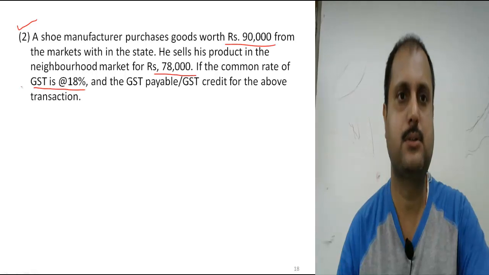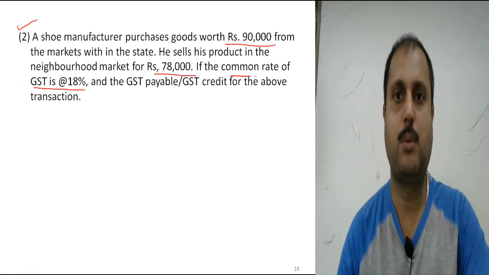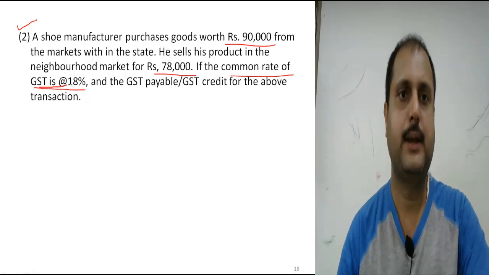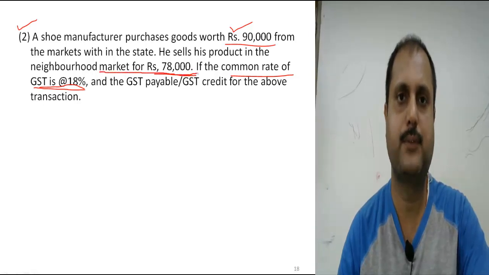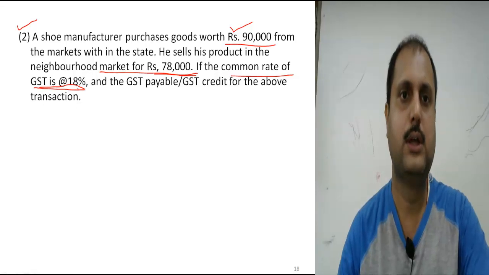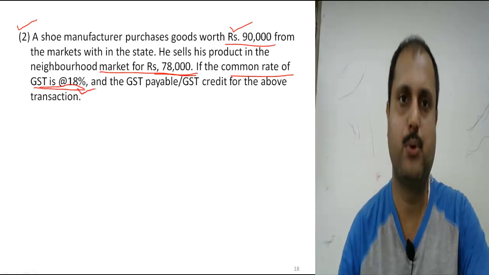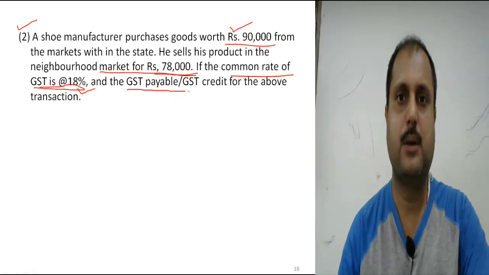GST is 18%. So it is talking about the common rate. That means the 18% he has paid on the input, on the raw material, he is also going to impose on the sale of the shoes. 78,000 would be the sale of the shoes. On this amount also, this 18% is going to be imposed. And the GST payable or the GST credit for the above transaction is what we have to find out. So we have to find out whether it is GST payable or GST credit of the above transaction.